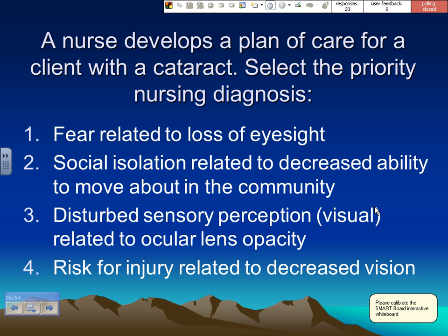So the nurse develops the plan of care for the patient with cataracts. Select the priority nursing diagnosis. Fear related to loss of eyesight, social isolation related to decreased ability to move about in the community, disturbed sensory perception, visual related to ocular lens opacity, risk for injury related to decreased vision.